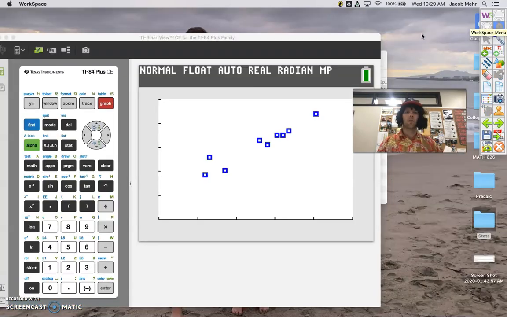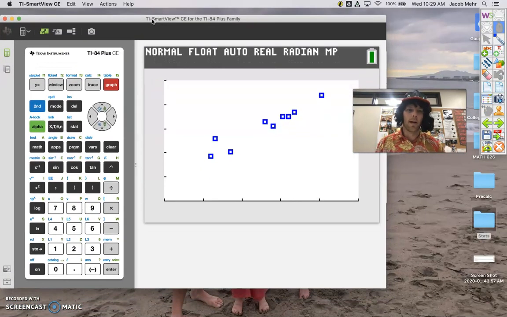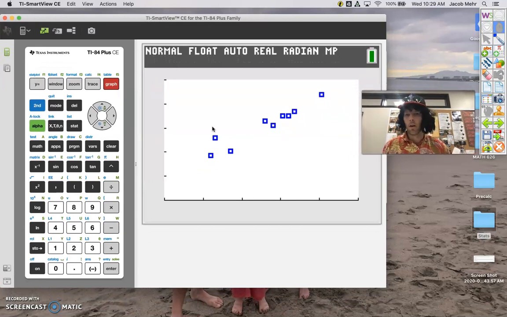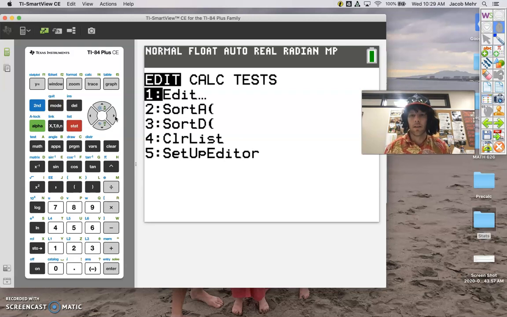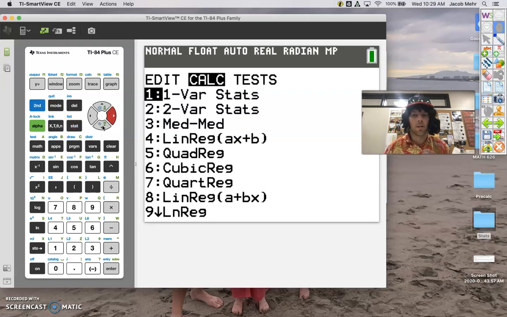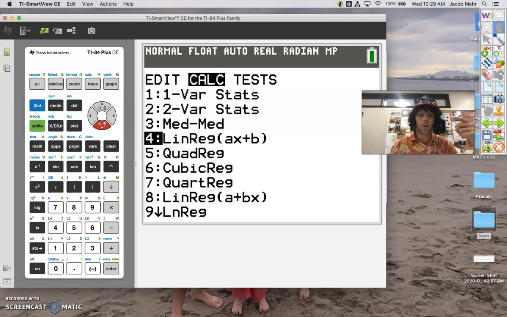Okay, so here's how we're going to do this on our calculator. We have our scatter plot in. We are going to quit out of this. We're going to go stat. We are going to go over to calculate. We're going to choose a linear regression. The reason I remember that is that correlation coefficients show a linear relationship.